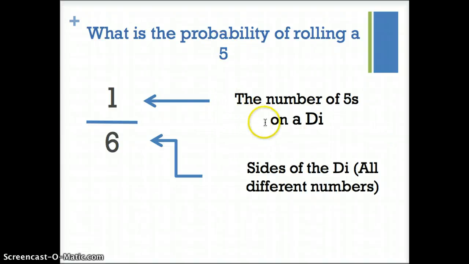Since there is 1 5 on the die, that will go on the top, and that's the numerator. On the bottom will be the denominator, which is how many sides are on the die. So there are 6 sides. To the question, what is the probability of rolling a 5? The answer is 1 out of 6.